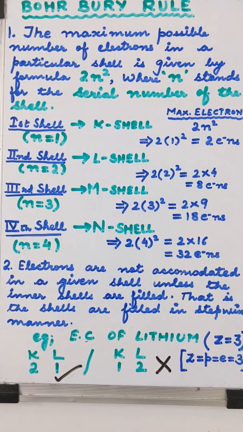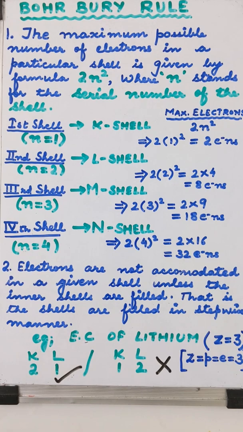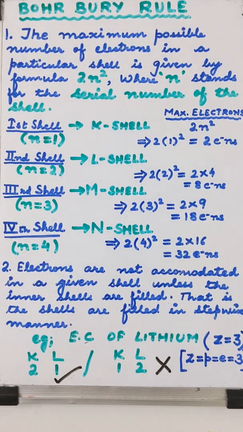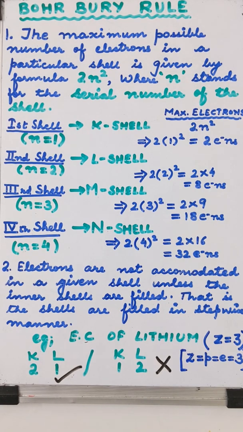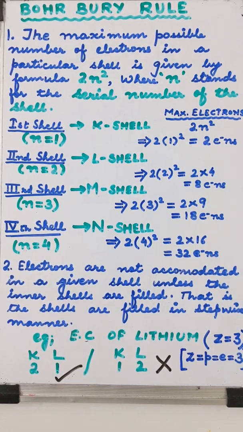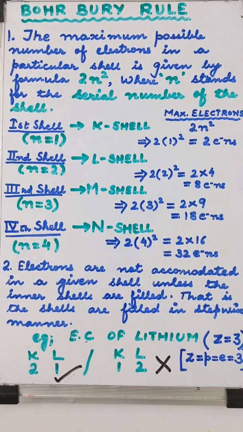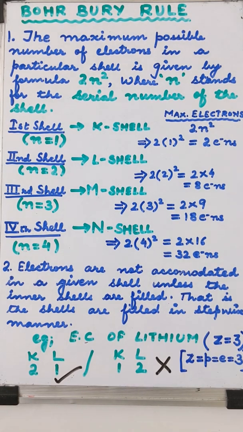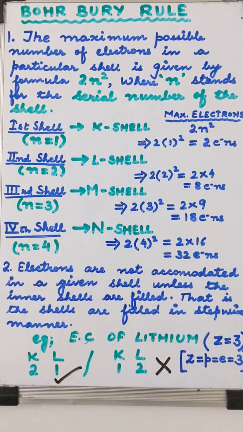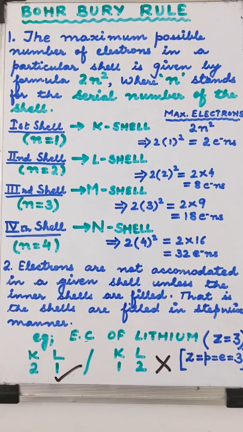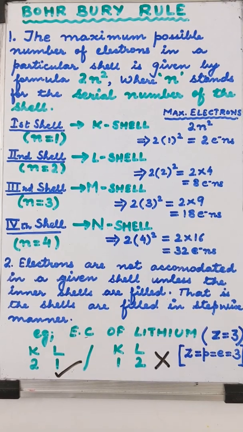Now coming to the second rule, it states that electrons are not accommodated in a given shell unless the inner shells are filled. That is, the shells are filled in a stepwise manner. Now to explain this rule, let me give you an example. You all play lots of games on mobile and your computers. Whenever you play games, there are a set of levels that you need to cross. Unless and until you pass the first level, you are not allowed to move on to the second and then third and fourth levels.